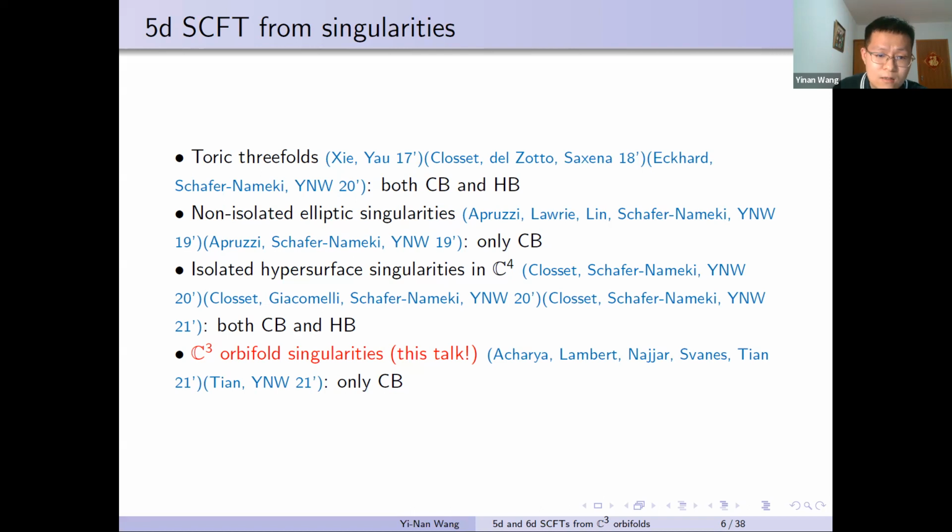Now, in this talk, I'm going to present another big subclass of singularities, the C3 orbifolds. That was studied both in our paper and also in a paper by Bobby Acharya, Neil Lambert, Marwan Najjar, Eirik Svanes, and Tian, actually one day before our paper. In this case, because generically the C3 orbifolds are non-isolated, most of them are non-isolated, we are only focusing on their Coulomb branch properties as well. Okay, so that was a brief introduction.